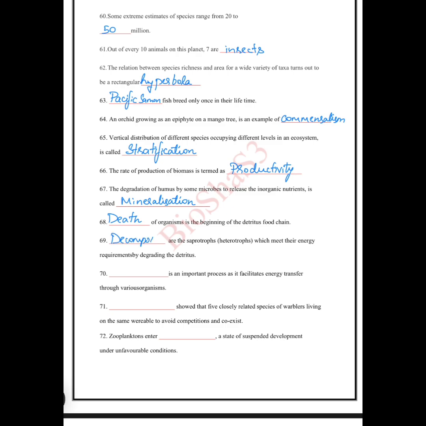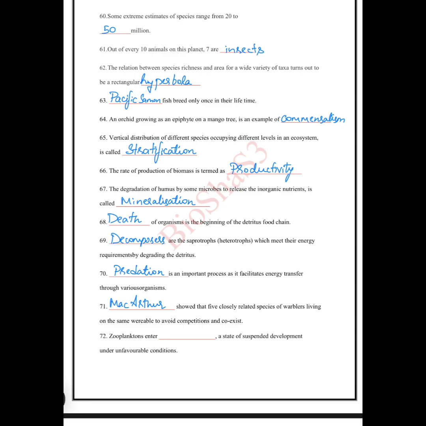Decomposers are the saprotrophs or the saprophytes, also called heterotrophs, which meet their energy requirements by degrading the detritus. Predation is an important process as it facilitates energy transfer through various organisms. MacArthur showed that 5 closely related species of warblers living on the same tree were able to avoid competition and coexist.